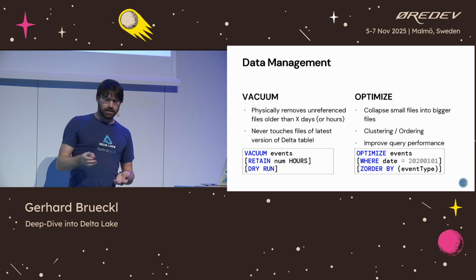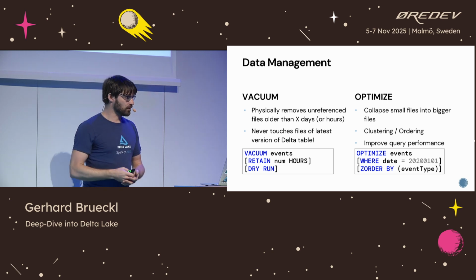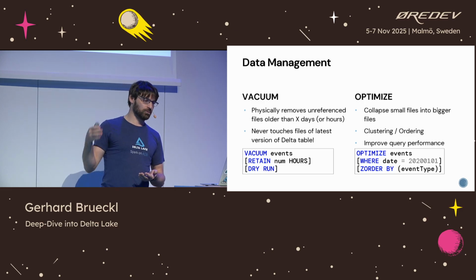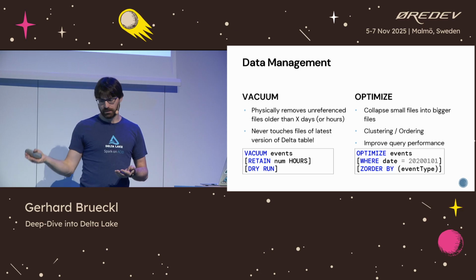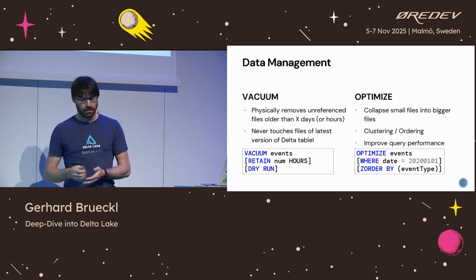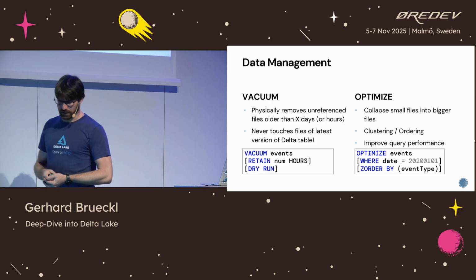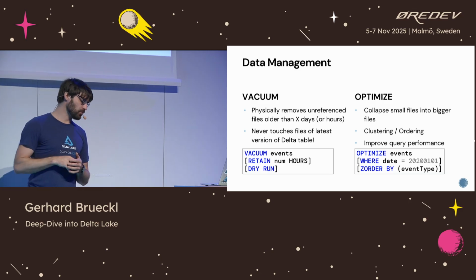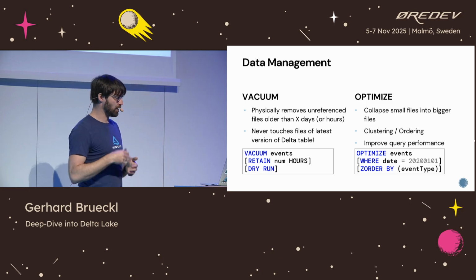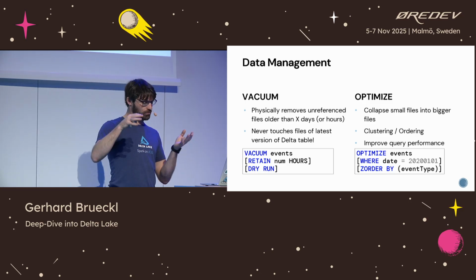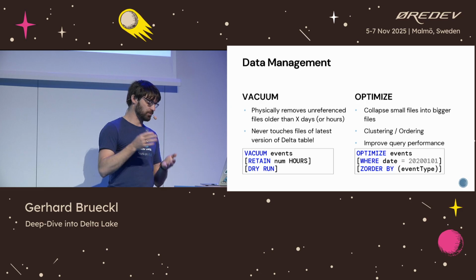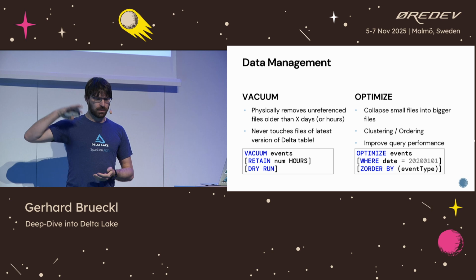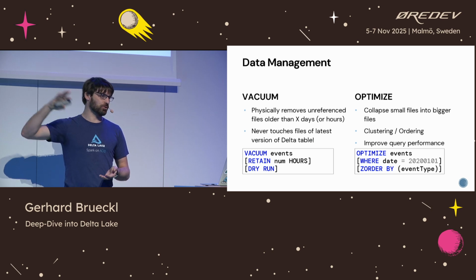Same for optimize. I already explained what it does. You can run optimize on the whole table. You can do it on a particular partition with a predicate, and you can also specify additional properties like Z-ordering, which basically makes sure that the data in your Parquet files is physically ordered by some particular columns, in order to make file pruning and file skipping more efficient.